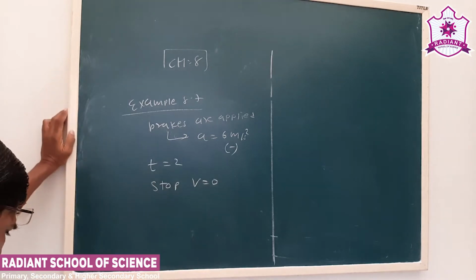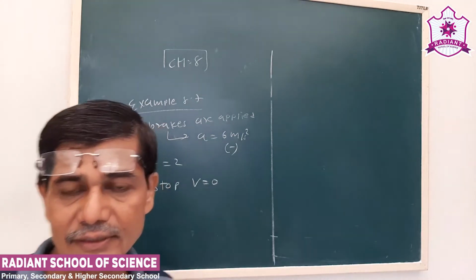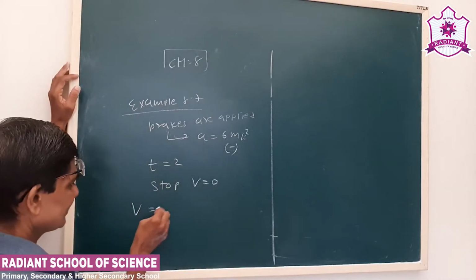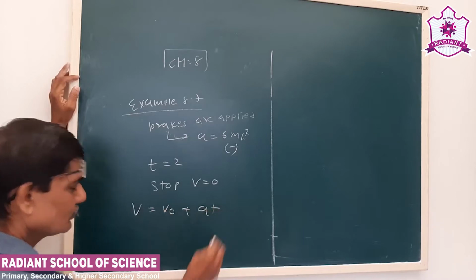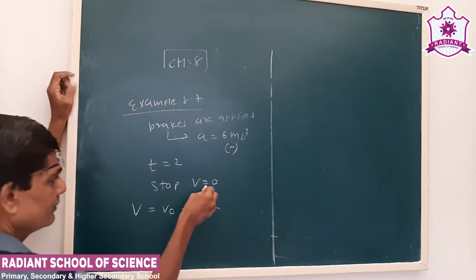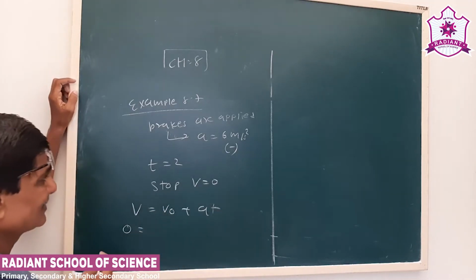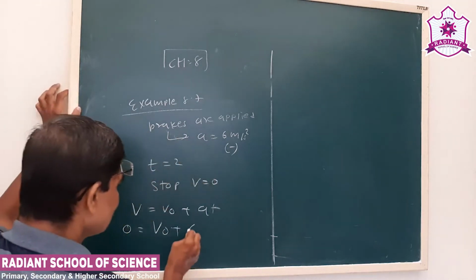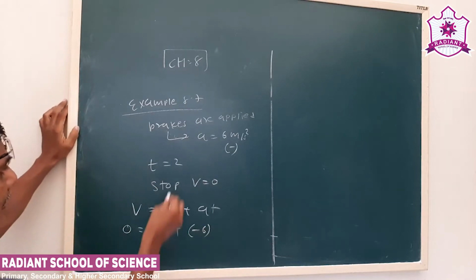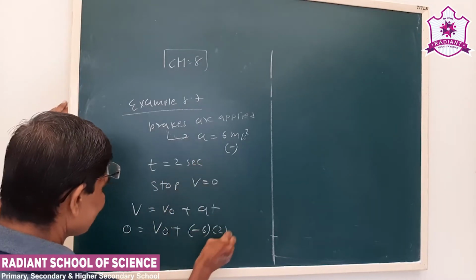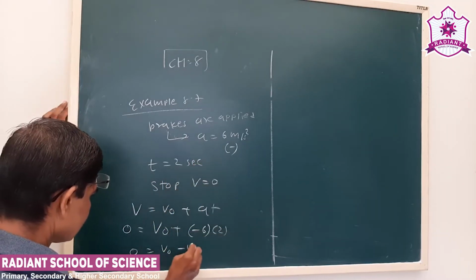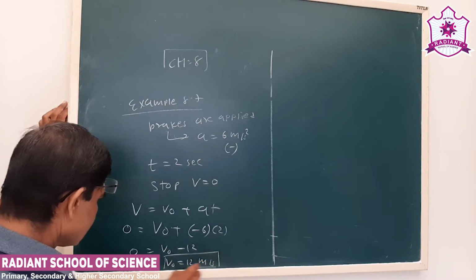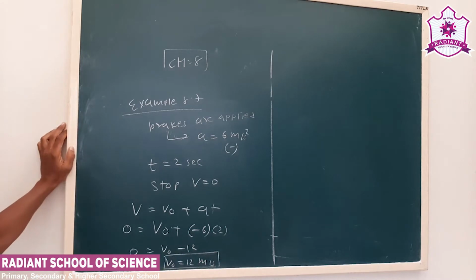See what we have to calculate? The initial velocity and the distance covered. Now, see what is the formula? V is equal to V0 plus at. That is the formula we are having. See here, final velocity is 0. Initial velocity we have to find out. It is given retardation, so that's why we should have a negative sign, and time given is 2 seconds. Okay, initial velocity we get that.